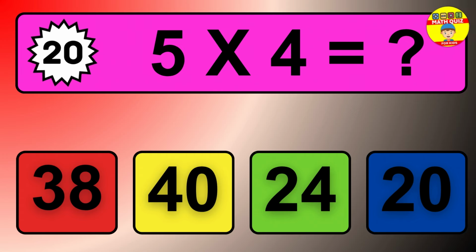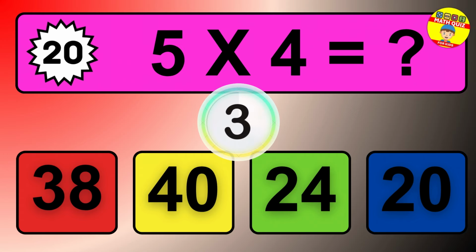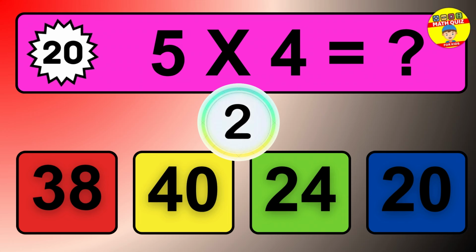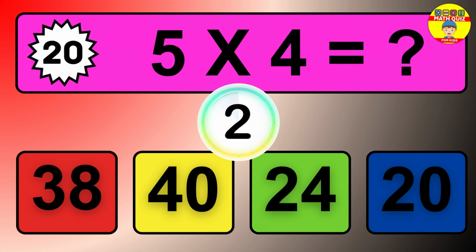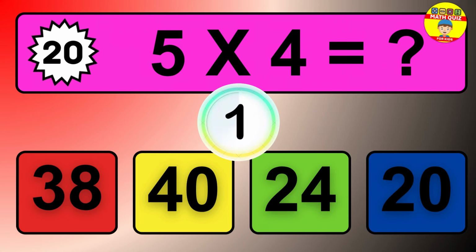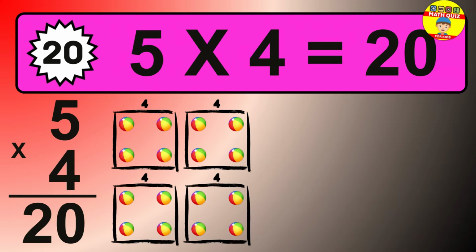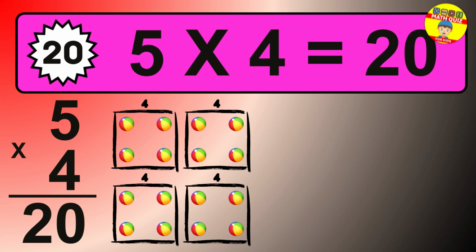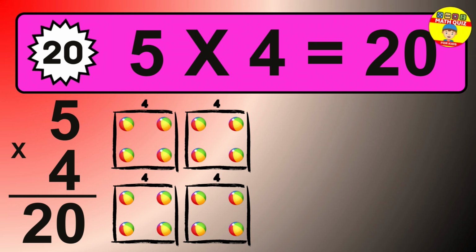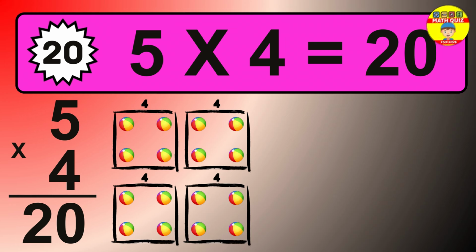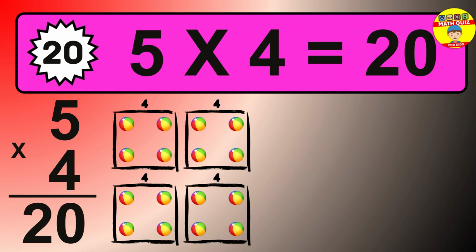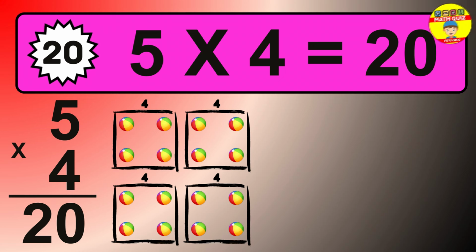Question 20. 5 times 4 equals what? So the answer is 5 times 4 is 20. To calculate, we have 5 groups with 4 balls each one. So how many balls do we have? 20 balls.